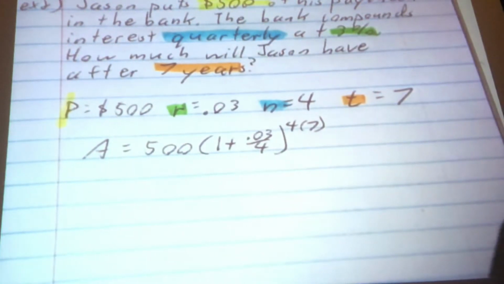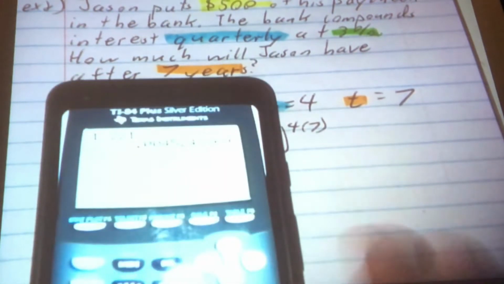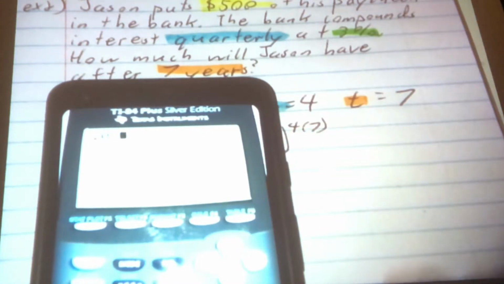So if we just plug that into our equation, the first thing I do is the rate divided by my n. So 0.0075 plus 1.